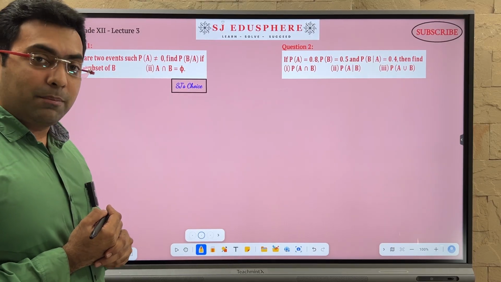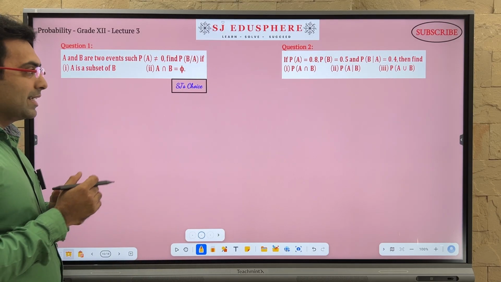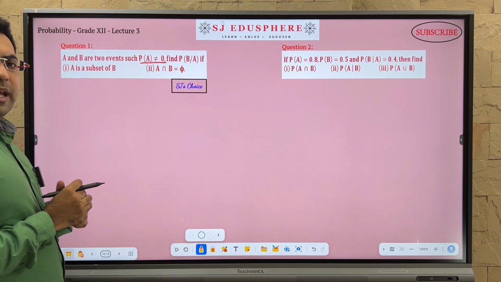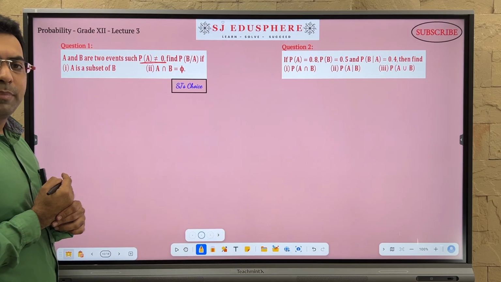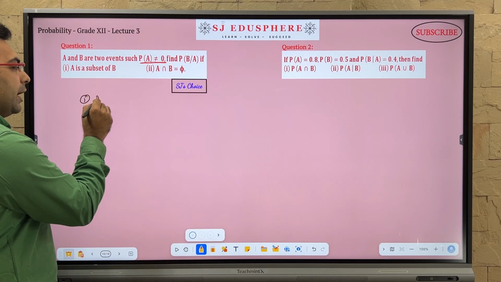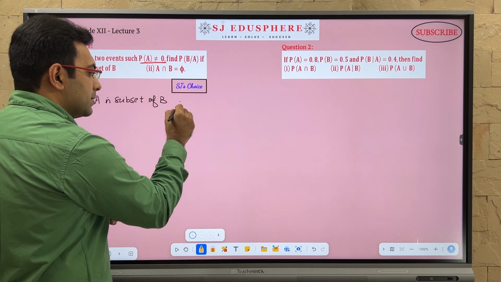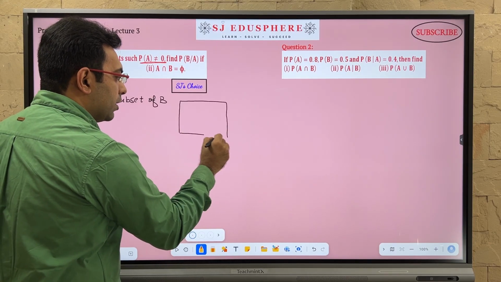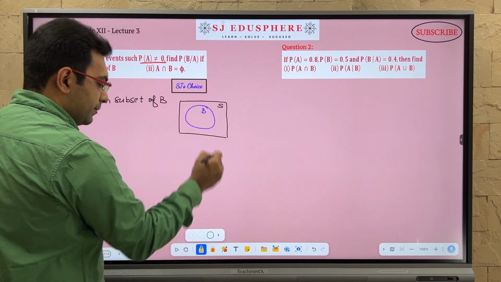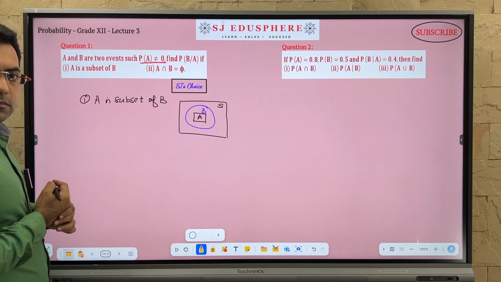Let us now explore probability sums. Well, if I have to pick up a sum, this is the one which I would prefer. My question says A and B are two events such that probability of A is not 0. Find B given A if A is a subset of B. Let's look into the first part. My first part of the question says A is a subset of B. That means if this over here is my sample space, if this part over here is B, I am saying A is a part of B. Okay?